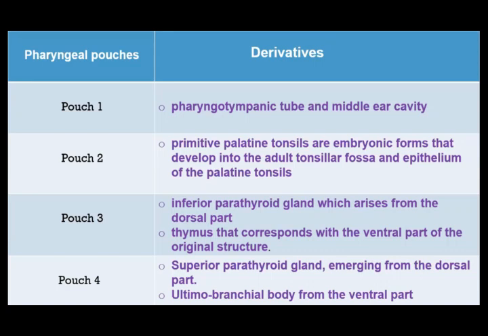Then you have pouch number 3. A little further down, the third pouch refers to the inferior parathyroid gland and the thymus. So these are two different glands present around your neck region. The inferior parathyroid gland lies posterior to the thyroid gland, and then the thymus is one of the organs present in your chest.